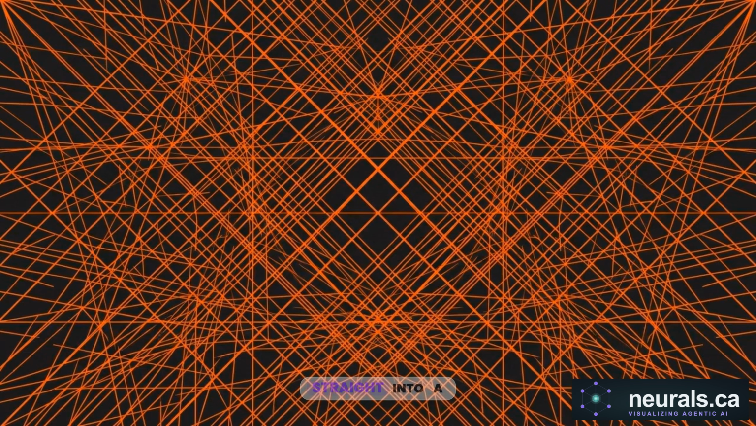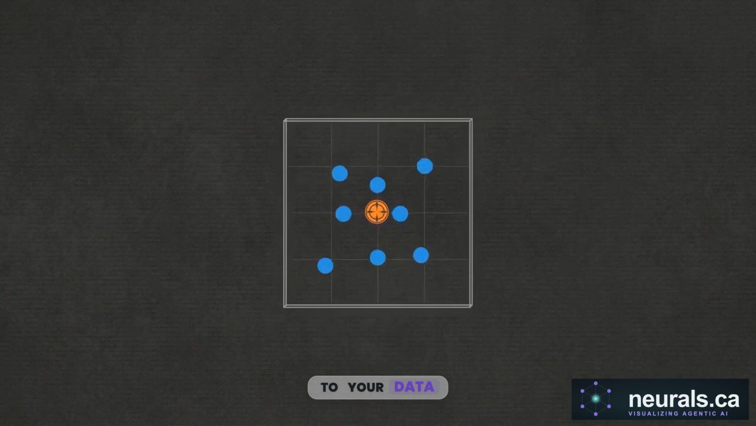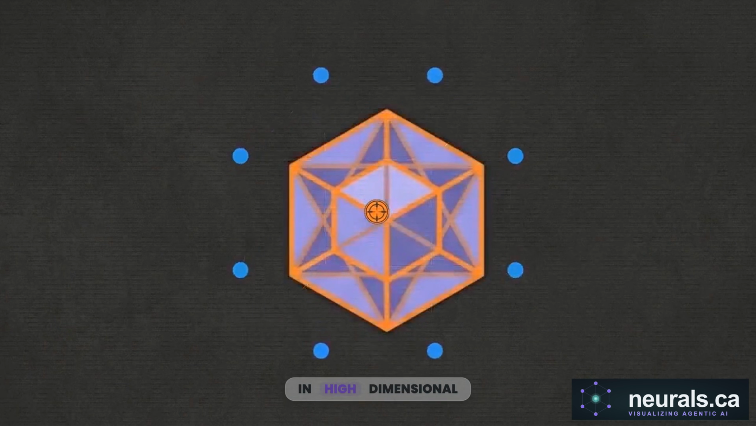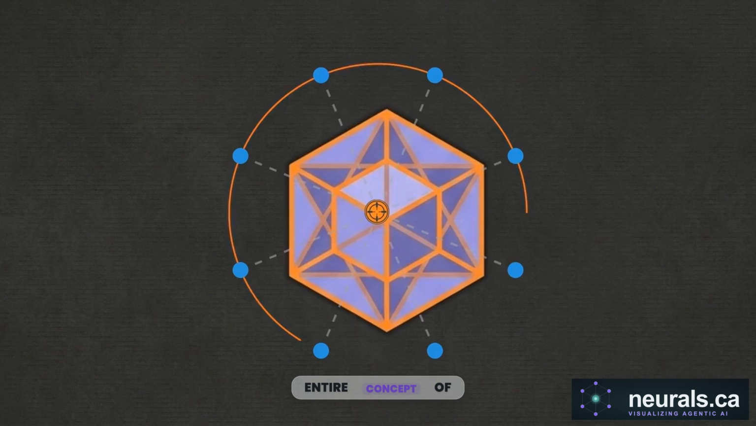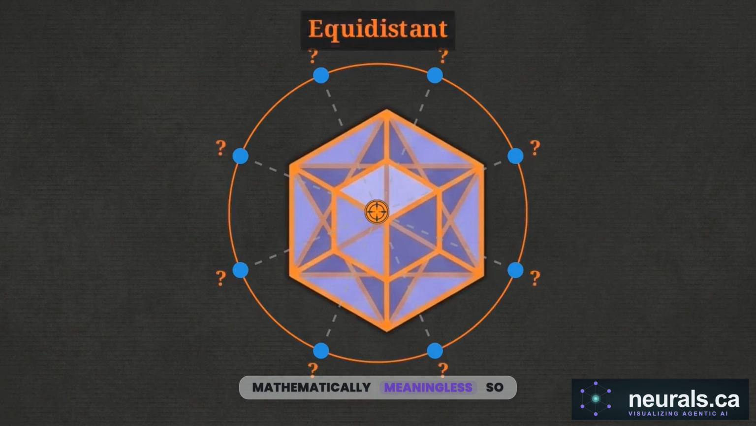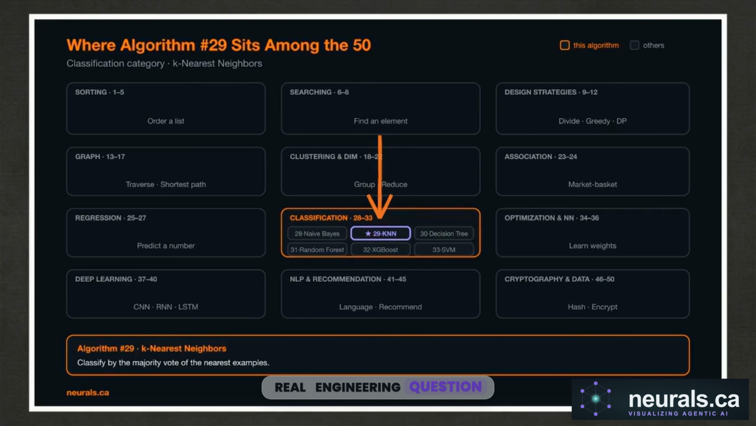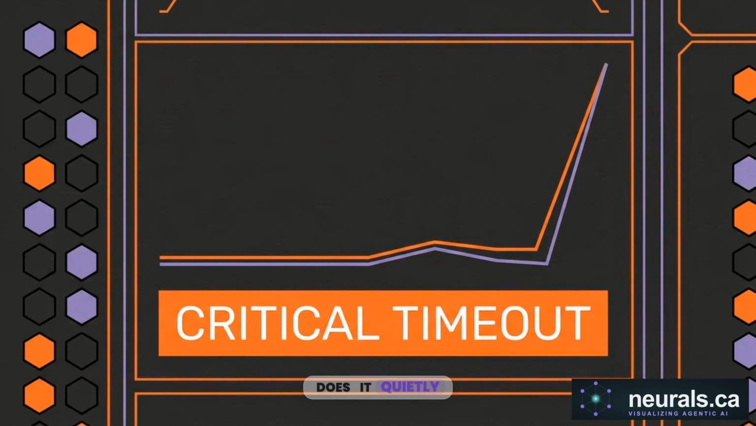That bottleneck runs straight into a fatal mathematical flaw that breaks this algorithm in production: the curse of dimensionality. As you add more descriptive features or dimensions to your dataset, all the data points drift apart. They quickly become nearly equidistant in high-dimensional space, rendering the entire concept of a nearest neighbor mathematically meaningless. So the code is trivial, and the error rate is mathematically guaranteed to stay within twice the optimal limit, which raises the real engineering question: when is this brilliant, and when does it quietly fall apart in production? That is what we settle next.